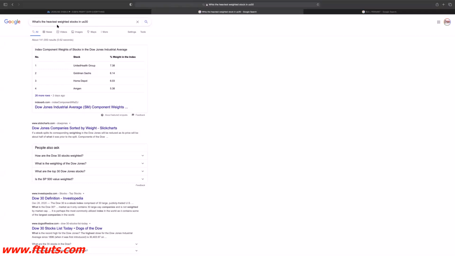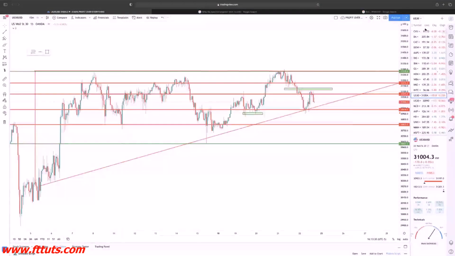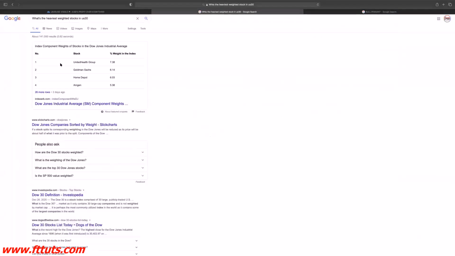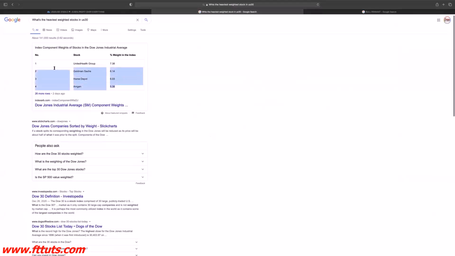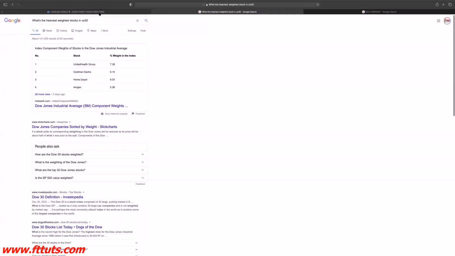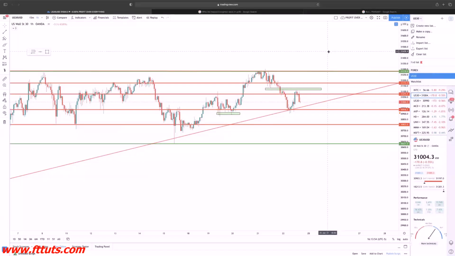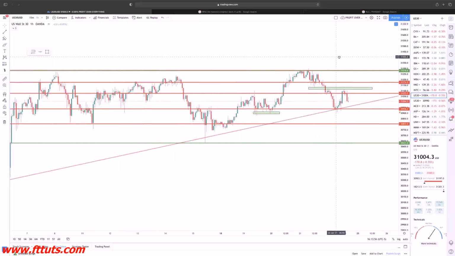You can look up in Google what's the heaviest weighted stocks in US 30, and then you can rank them here in your watch list by heaviest weighted. So basically what this means is that, for example, if these four companies are selling a lot, this will probably overtake all the other small ones because they weigh the heaviest in the index. Okay, so that's why what you want to do is have a little watch list like this separately from your forex and stocks, just to see what's going on with US 30.